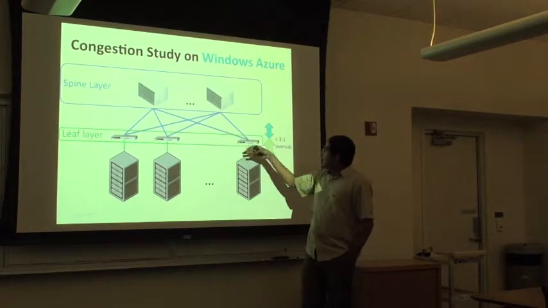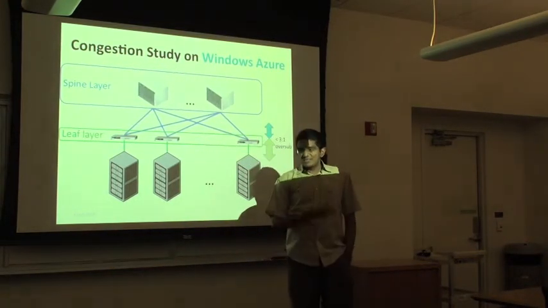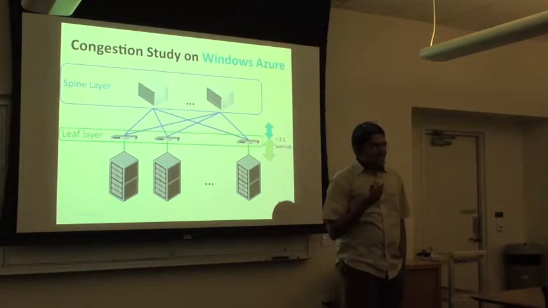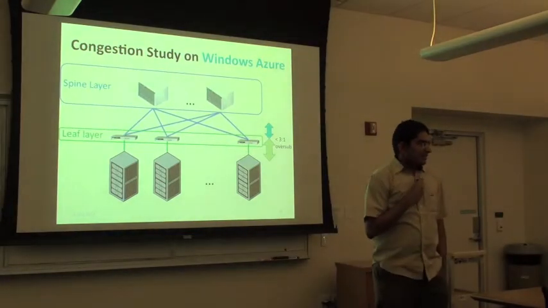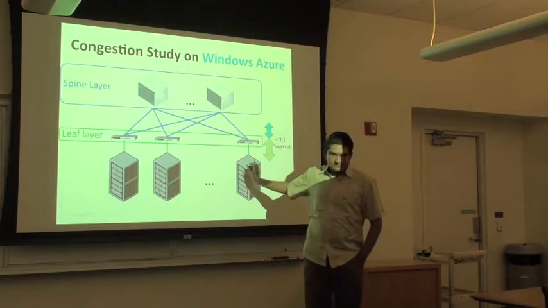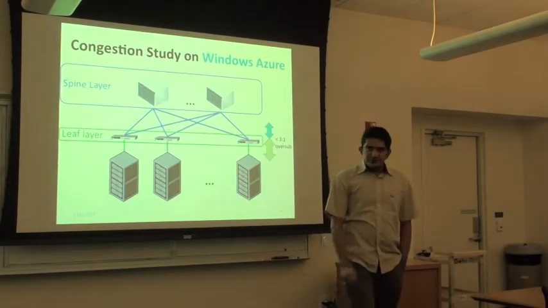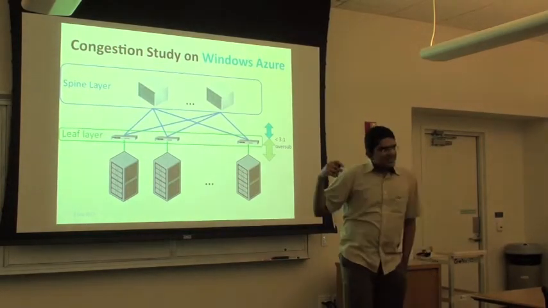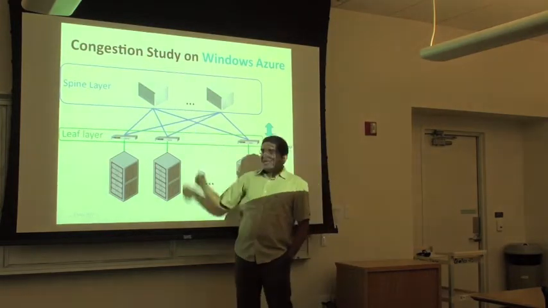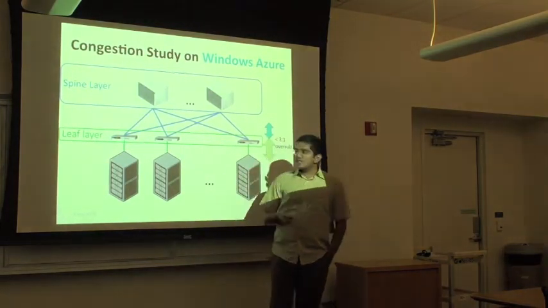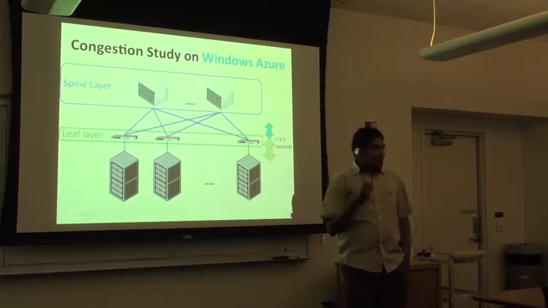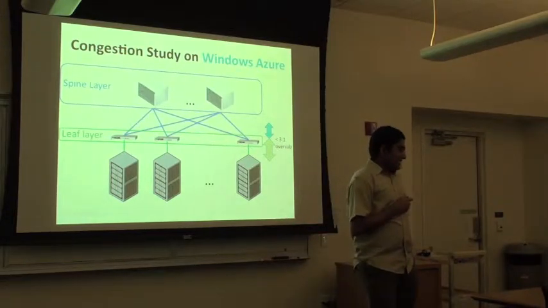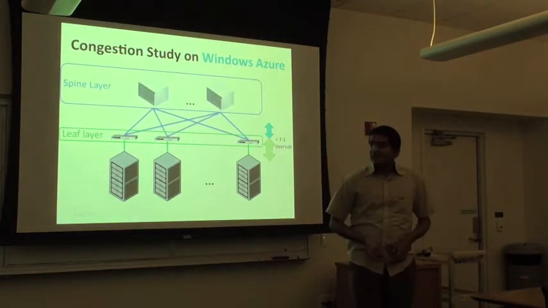And you could build full bisection bandwidth networks today. They're not that expensive. And what we have seen in the wild is people don't really build full bisection bandwidth networks. They're often like 3-to-1 oversubscribed, or even more. And this is in fact being built today. Okay. So on this network, we tried understanding, where does congestion really happen? We started monitoring a storage cluster, which is one of the hottest clusters that they are operating. A lot of tenants use this storage cluster.